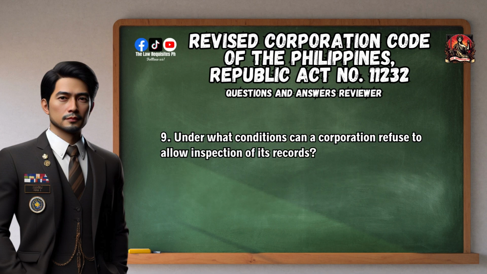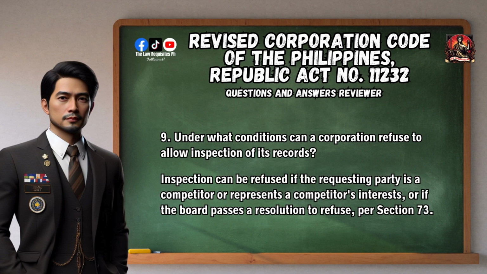9. Under what conditions can a corporation refuse to allow inspection of its records? Inspection can be refused if the requesting party is a competitor or represents a competitor's interests, or if the board passes a resolution to refuse, per Section 73.